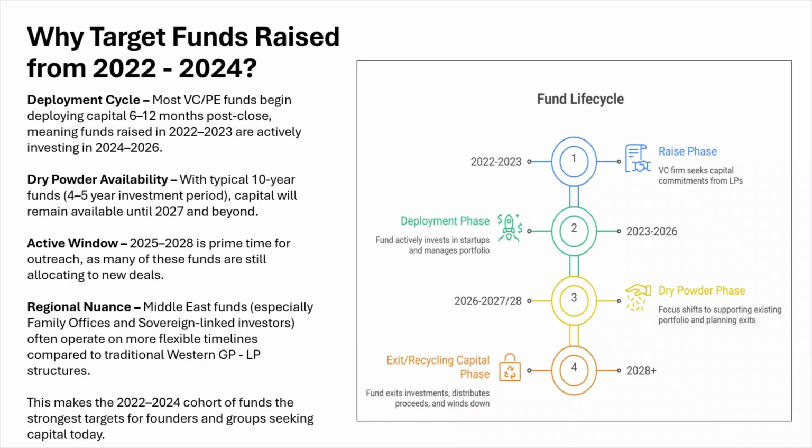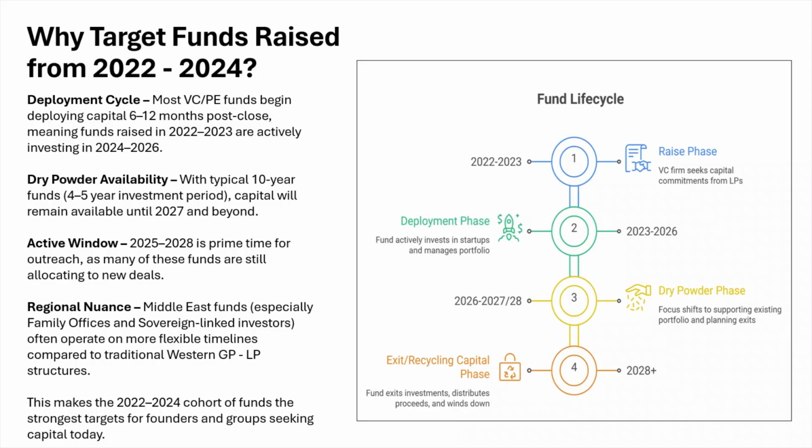So why target funds raised from 2022 to 2024? Well, there's a reason for that. Number 1, the development cycle. Most private equity and venture capital funds begin deploying capital 6 to 12 months post-close, meaning funds raised in 2022 to 2023 are actively investing in 2024 to 2026. So as we sit here in the middle of 2025, it's perfect timing.